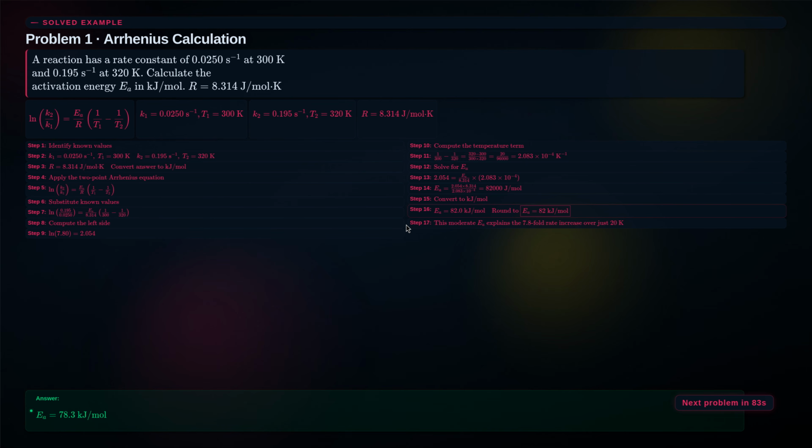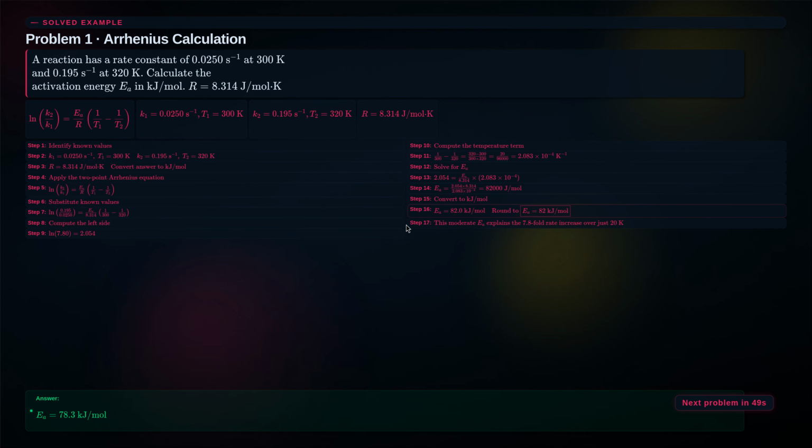Substituting the values gives natural log of 0.195 over 0.0250 equals EA over 8.314 times 1 over 300 minus 1 over 320. Compute the left side. Natural log of 7.80 equals 2.054. Compute the temperature term. 1 over 300 minus 1 over 320 equals 20 over 96,000, which is 2.083 times 10 to the minus 4 per Kelvin.